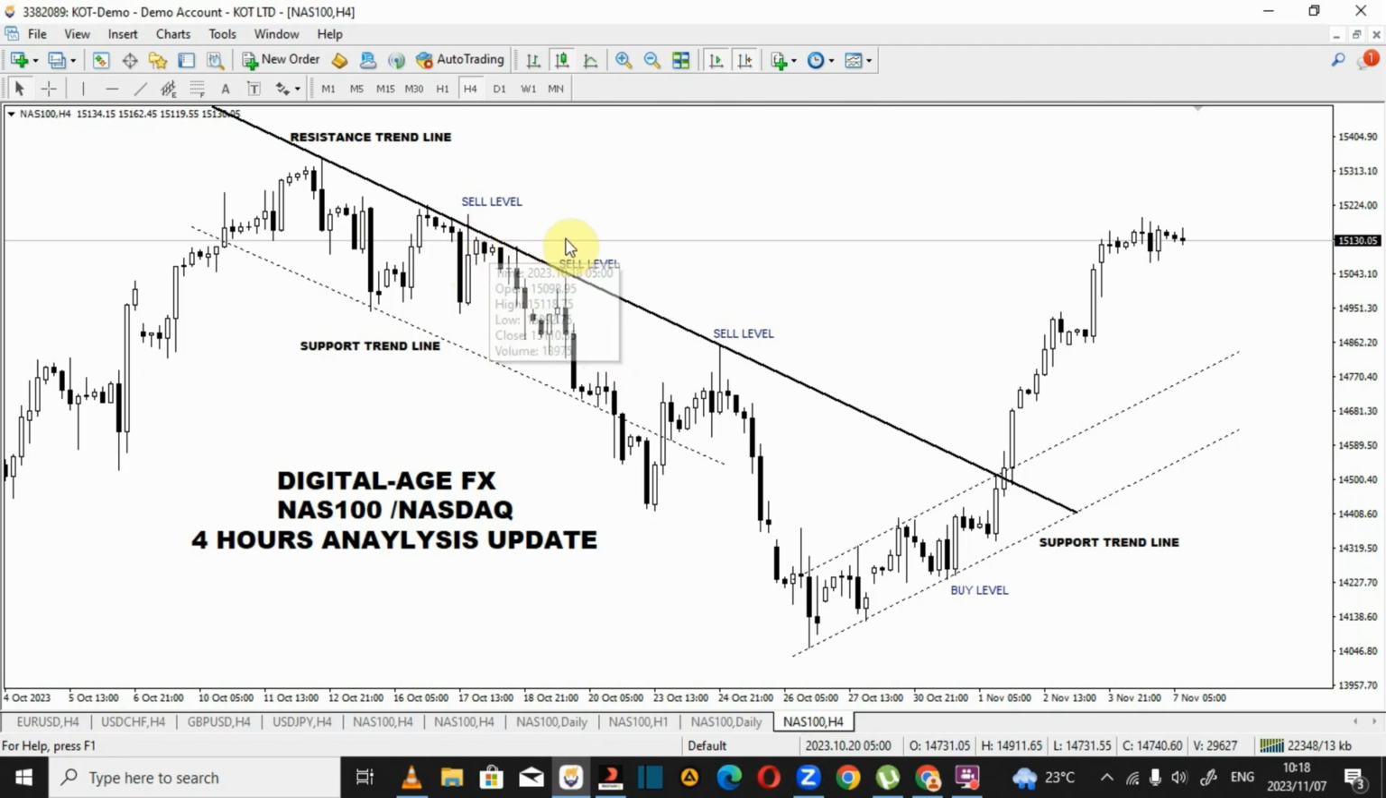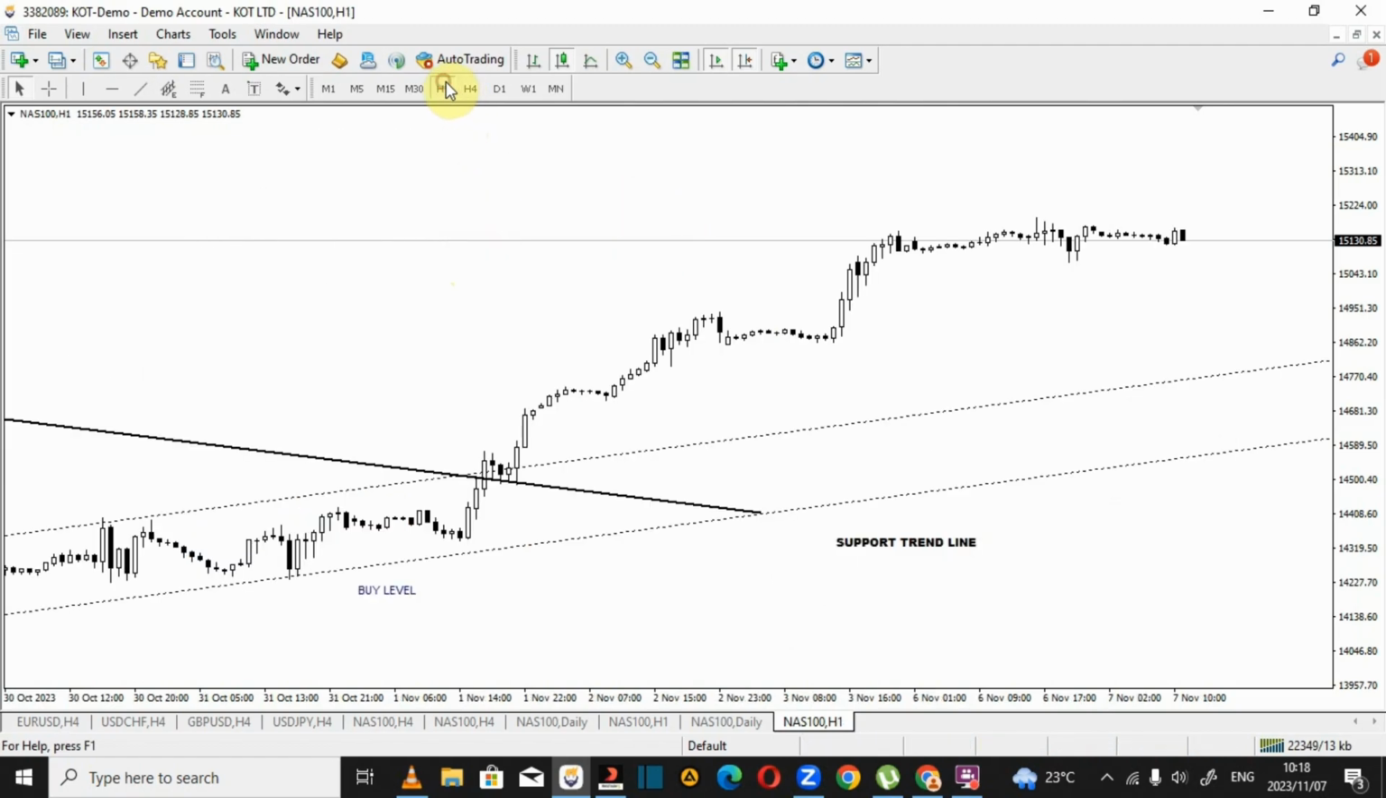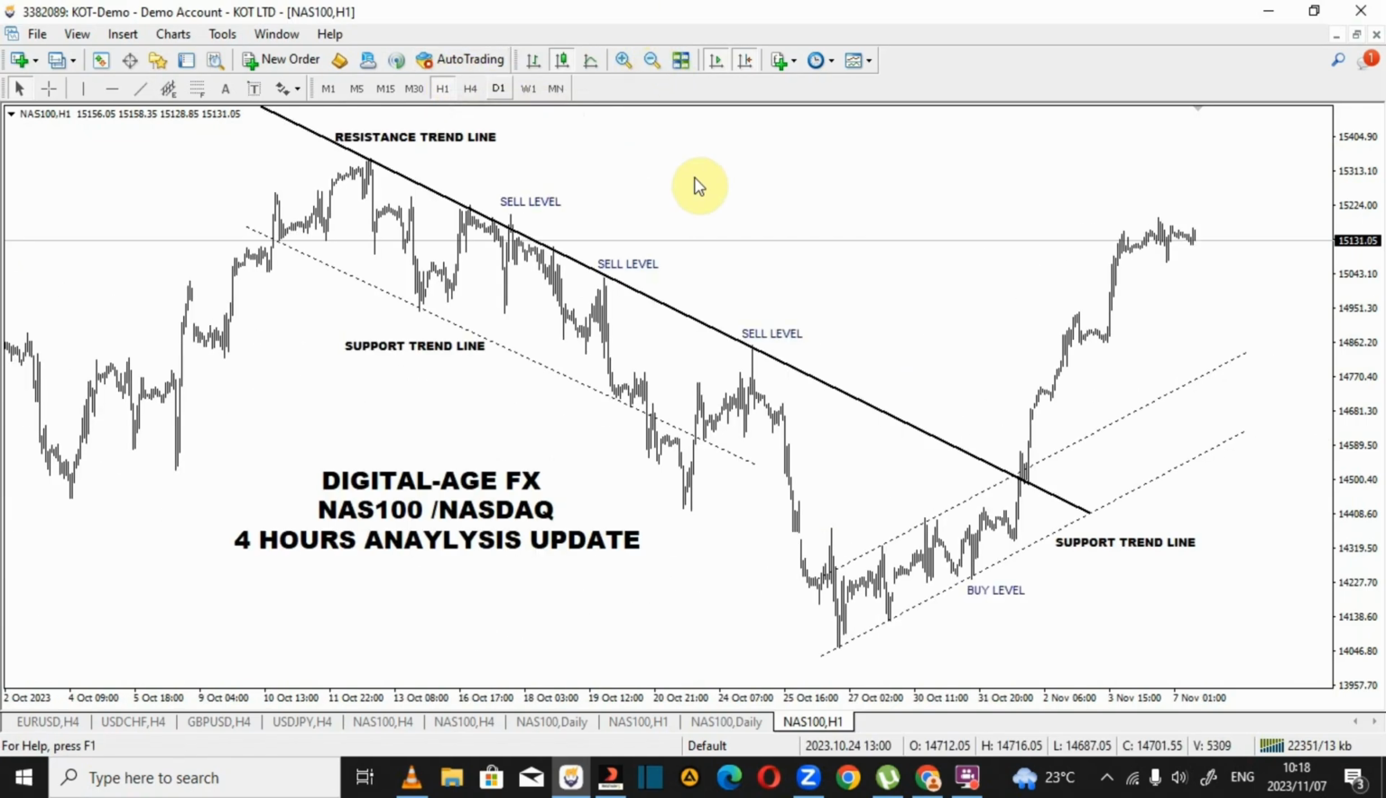If you're not so confident with the 4 hours update, you can use the same analysis and just shift down to the 1 hour analysis update, so you can see clearly it's actually the same, nothing changes. And that's one of the questions that I get. Nothing changes, it's one and the same. All that changes is how you view your trend lines and how you view your charts.